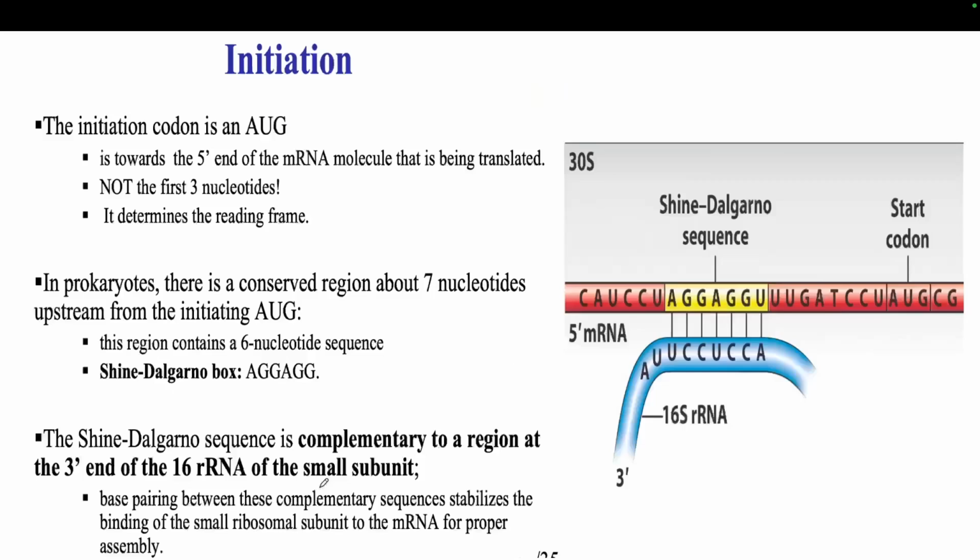Now, in initiation, the initiation codon is always AUG. Methionine is always the first amino acid from where protein synthesis starts. This AUG codes for the methionine amino acid. It is toward the 5' end of the mRNA molecule that is being translated, but not the first three nucleotides. It is nothing like starting from the 5' end right here. It is nothing like that.